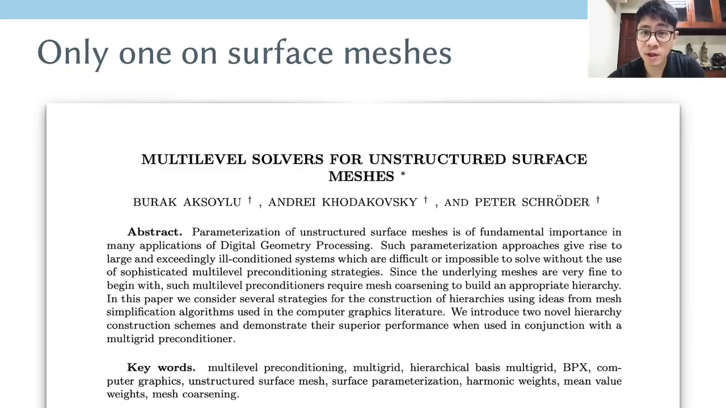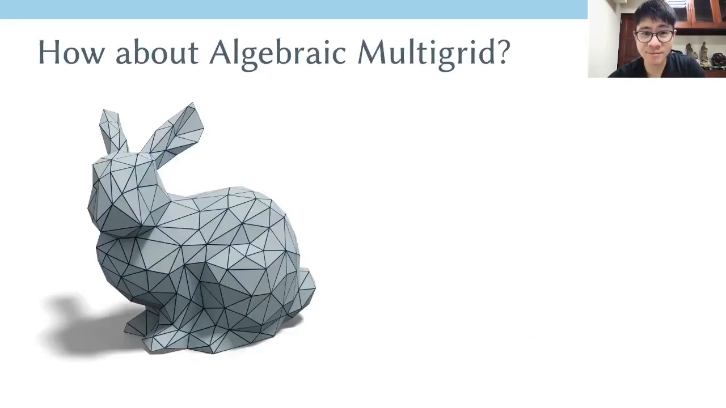However, if you search around multigrid solvers for surface meshes embedded in 3D, to the best of my knowledge, there's only a single paper that addressed this question. And it is quite disappointing that surface meshes are perhaps the most widely used representation in graphics, but we do not have a good multigrid solver for that.